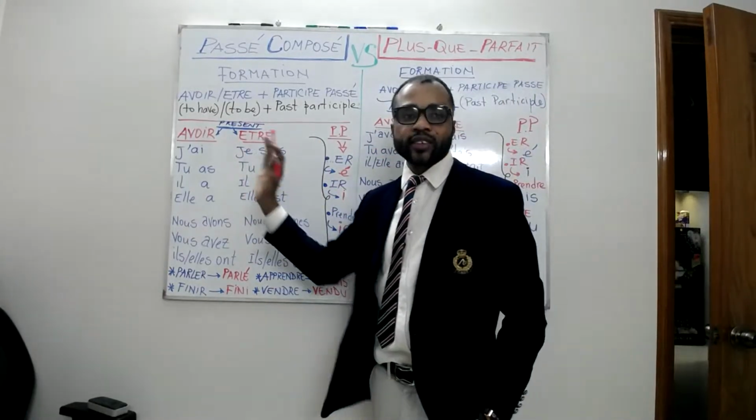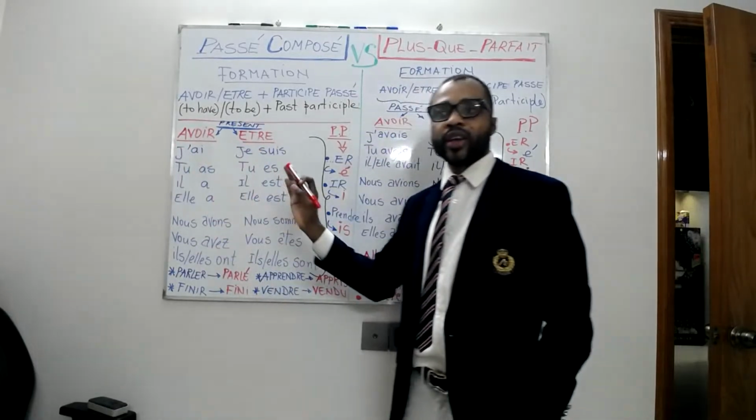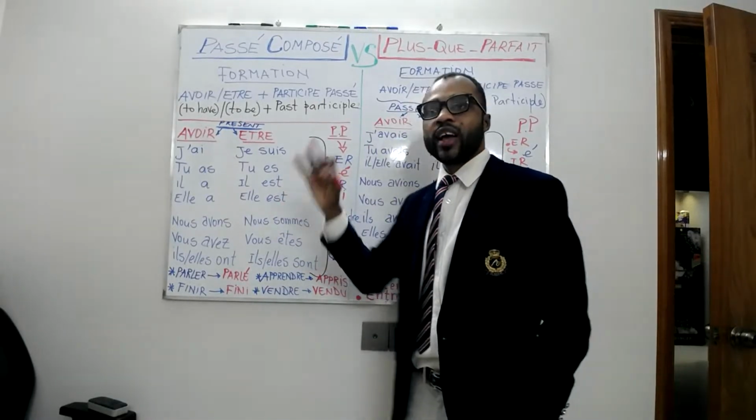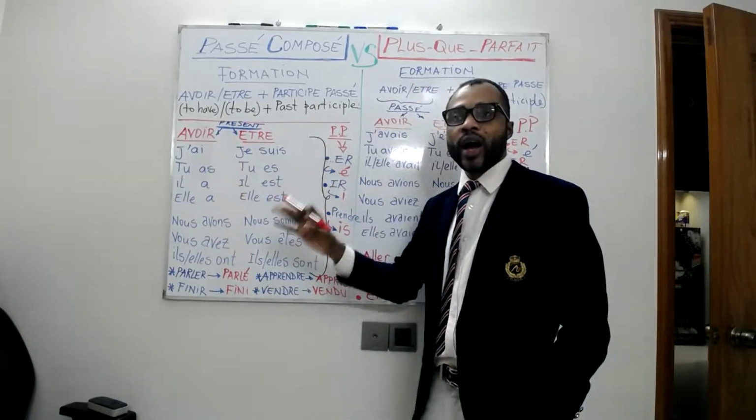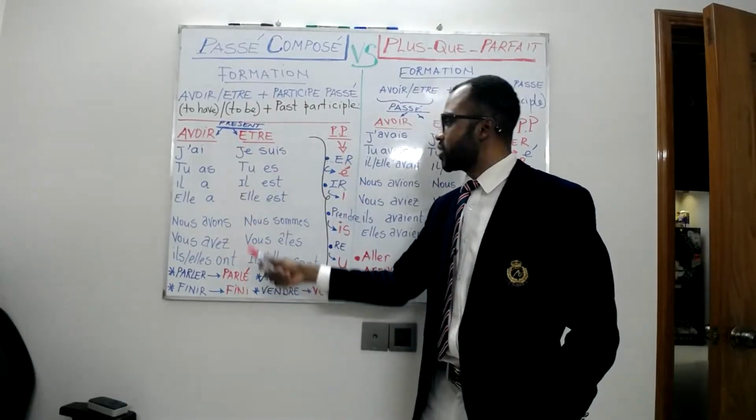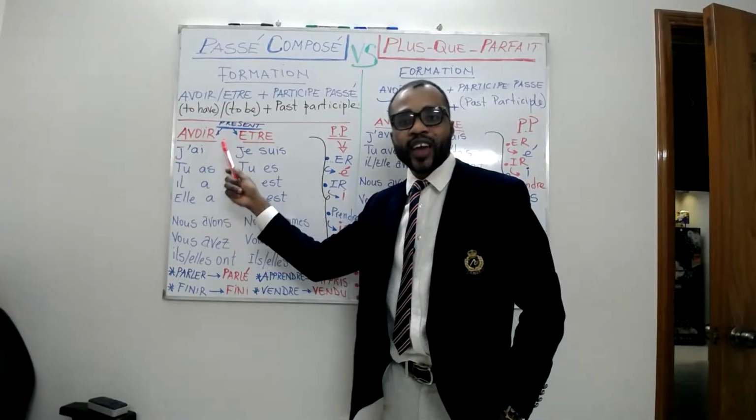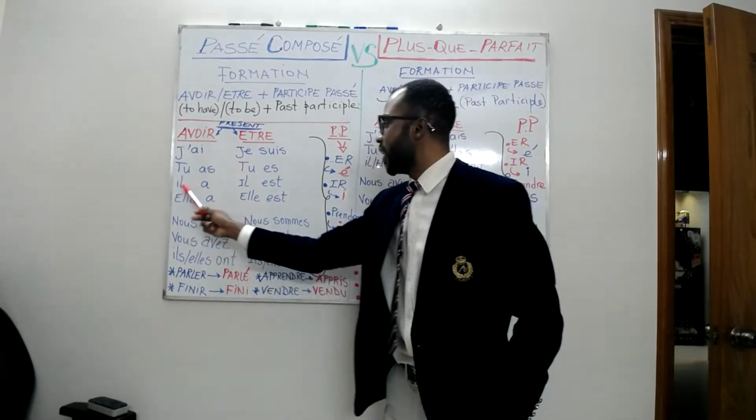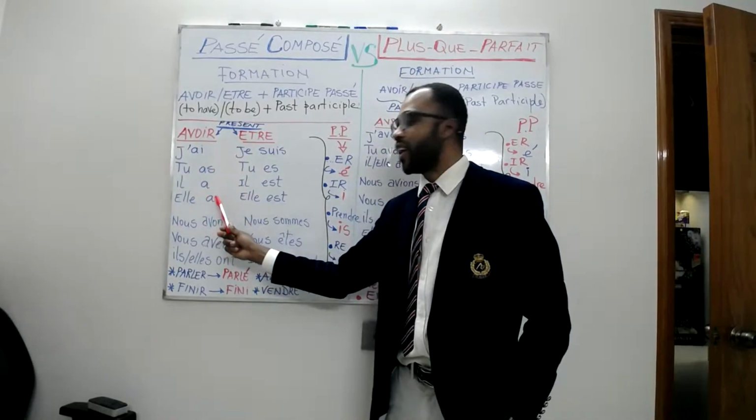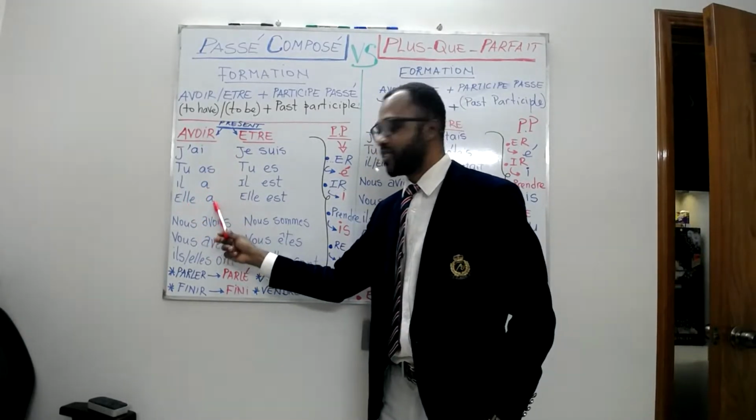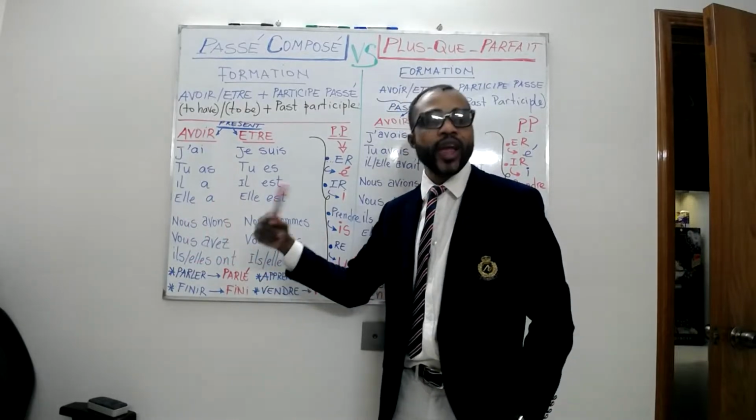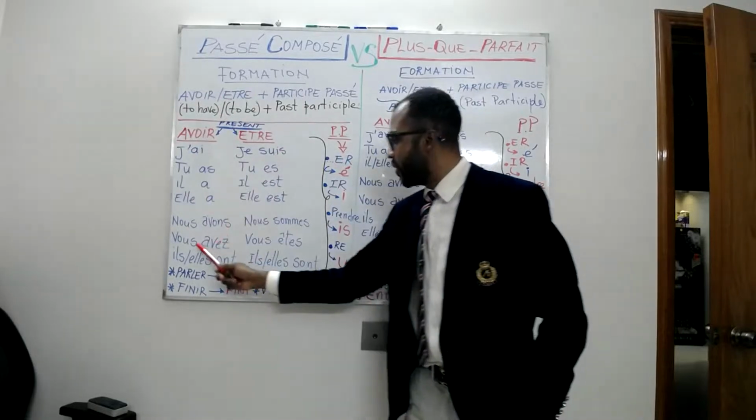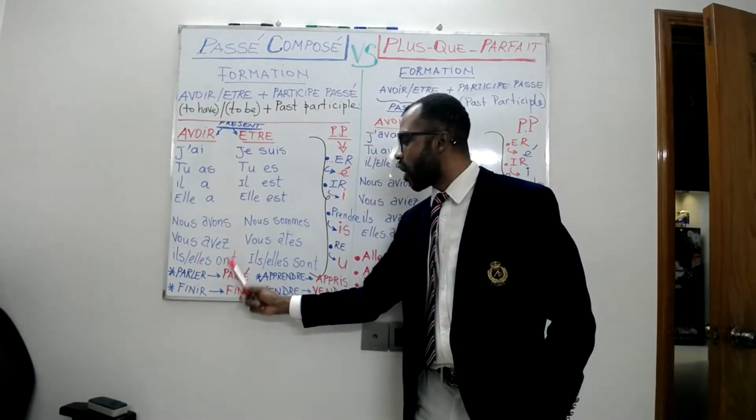All right, so now first let's master the verb to have and to be in French in the present tense. In English: I have, you have, he has, she has, we have, you have, they have. In French, j'ai for I have. Tu as for you have. Il a for he has. Elle a for she has. Nous avons for we have. Vous avez for you people have. Elles ont.